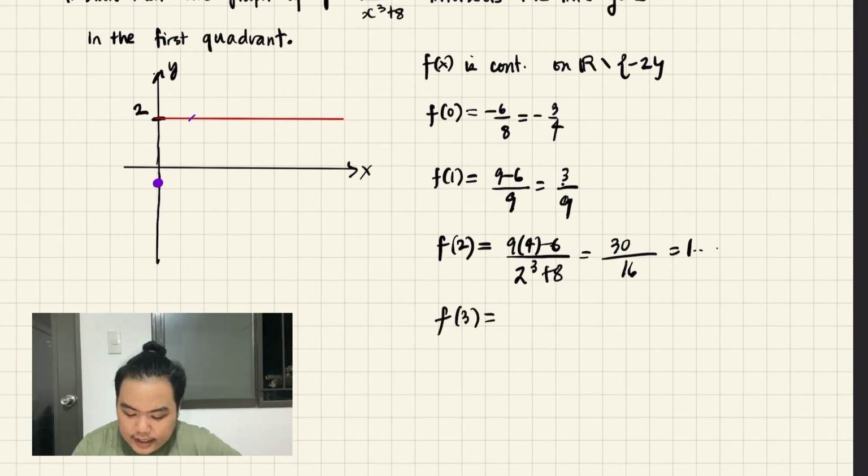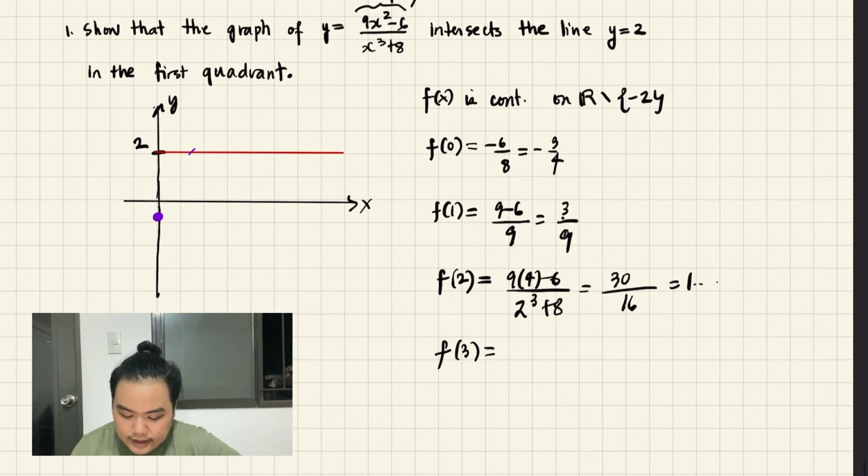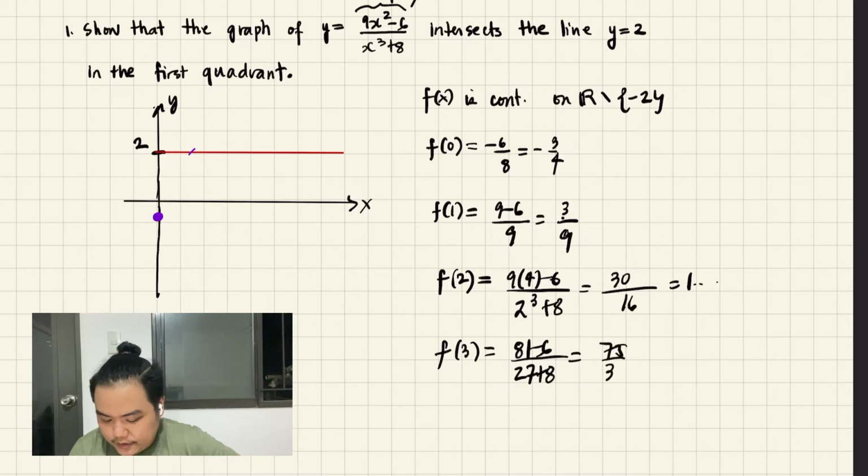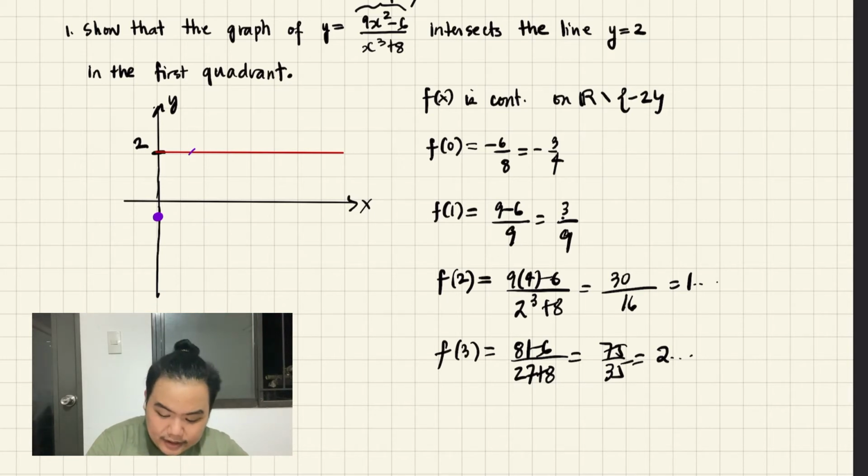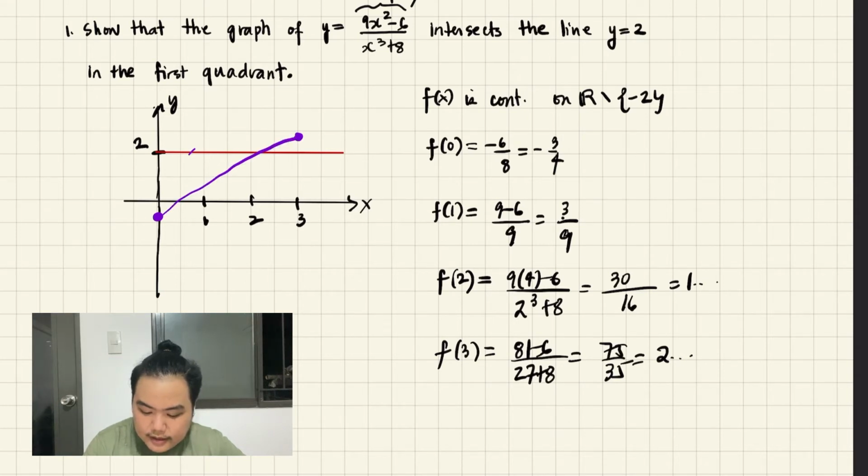So, f of 3 ay, nasaan na? Anong value ng f of 3 natin? So, we get 81 minus 6 over 27 plus 8, or 75 over 35, which is 2 point something siya. So, masaya na tayo pagdating dun sa 3. Kasi at x equal to, let's say this is 1, this is 2, this is 3, lalampas na sa 2 yung function mo. So, sigurado ka na sa interval na 0, 3, magiging 2 yung value ng function mo.